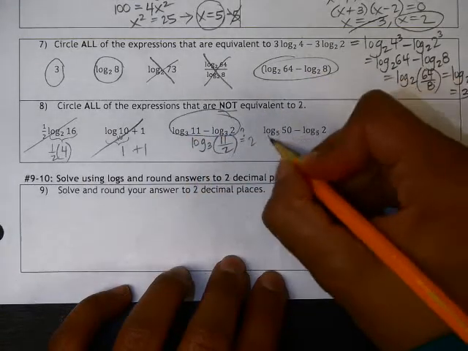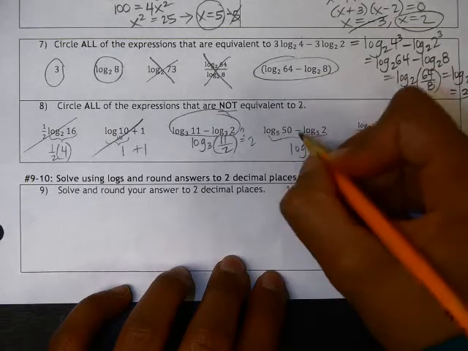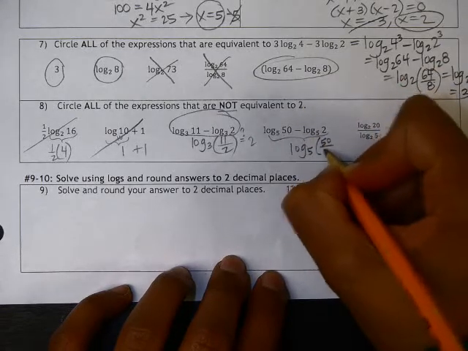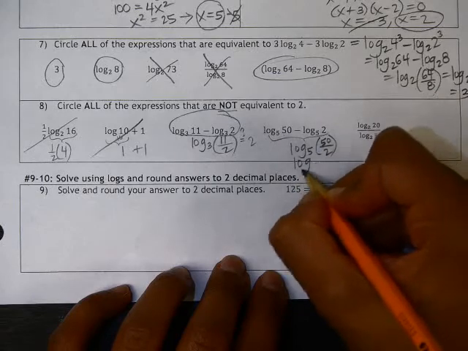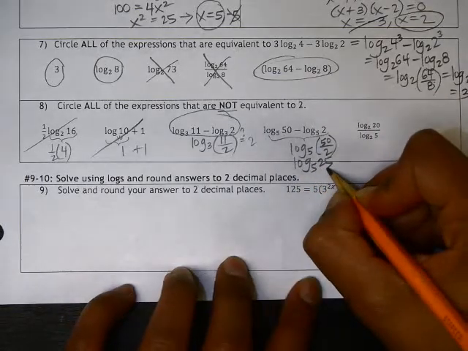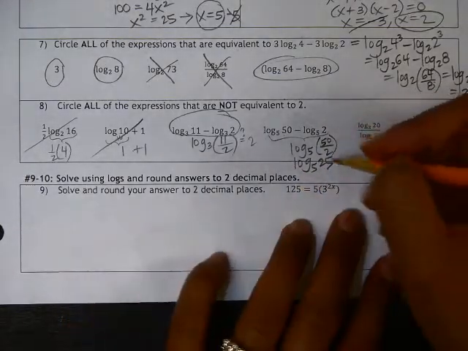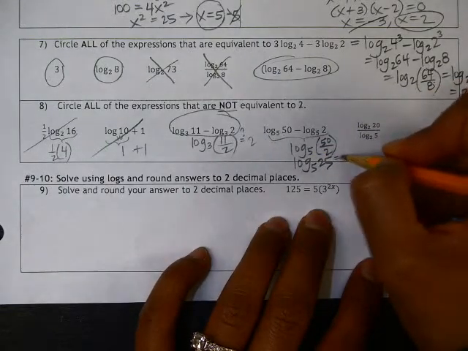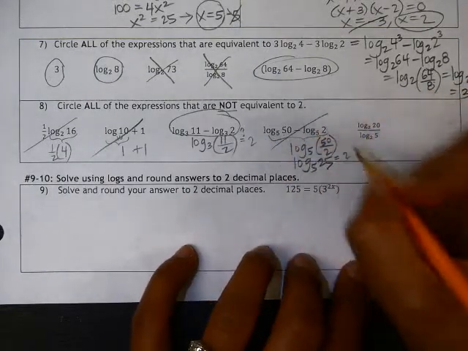Here we have log base 5. Quotient property allows us to do 50 divided by 2. 50 divided by 2 is 25. And log base 5 of 25 is equal to 2, so I'm going to cross that out.